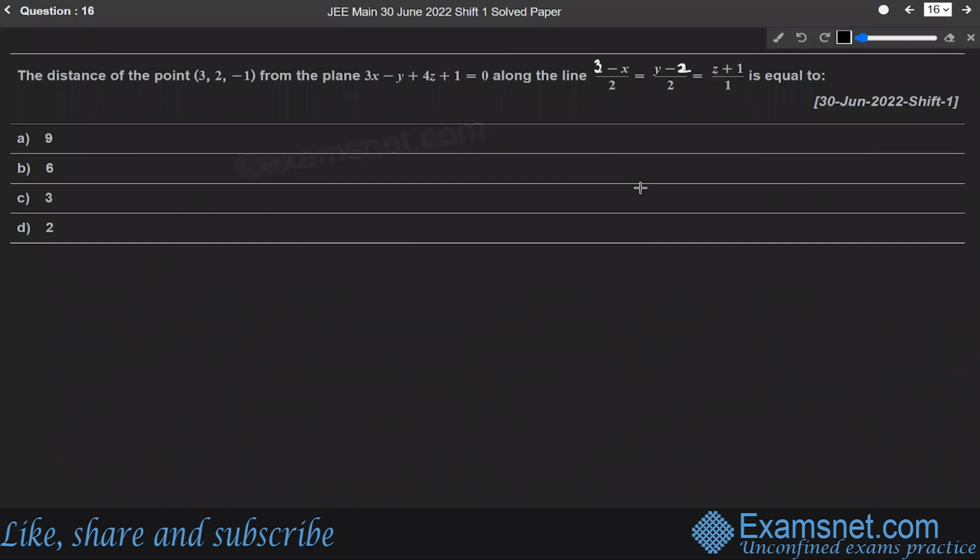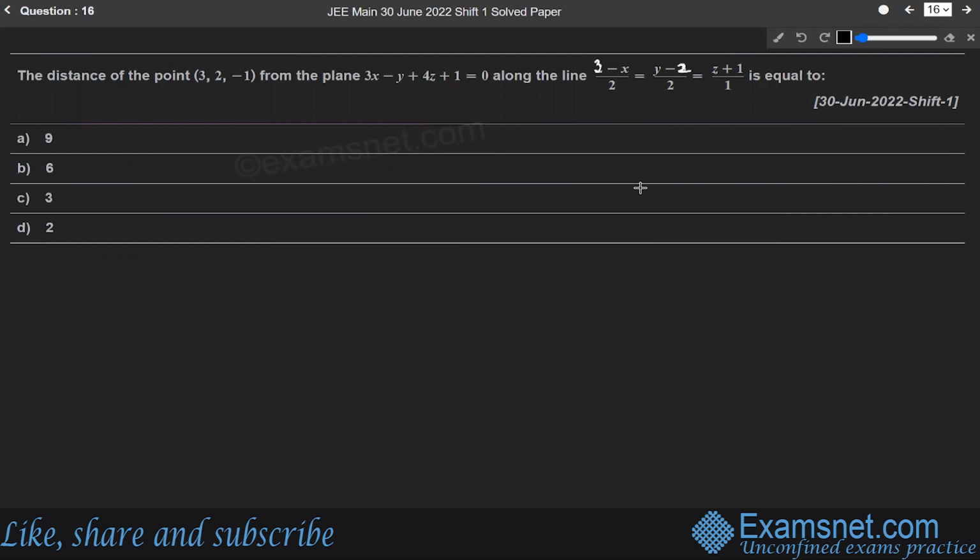Next question is: the distance of the point (3, 2, minus 1) from the plane 3x minus y plus 4z plus 1 is equal to 0 along the line (3 minus x) by 2 is equal to (y minus 2) by 2 is equal to (z plus 1) by 1 is equal to.